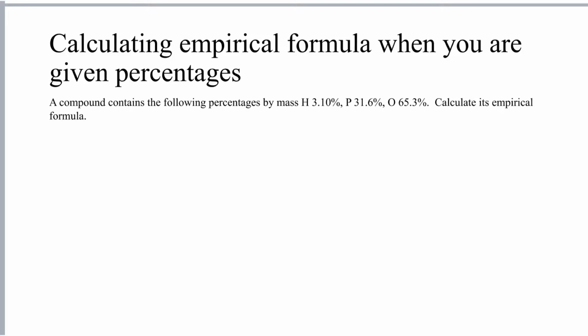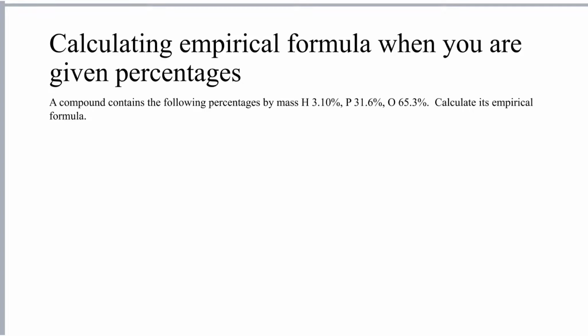Now in an exam question, you might be given percentages. If you're given percentages, deal with them in exactly the same way as you would if you'd got masses. Because for example, if you'd got 100 grams of this compound, it would contain 3.10 grams of hydrogen, 31.6 grams of phosphorus, and 65.3 grams of oxygen.